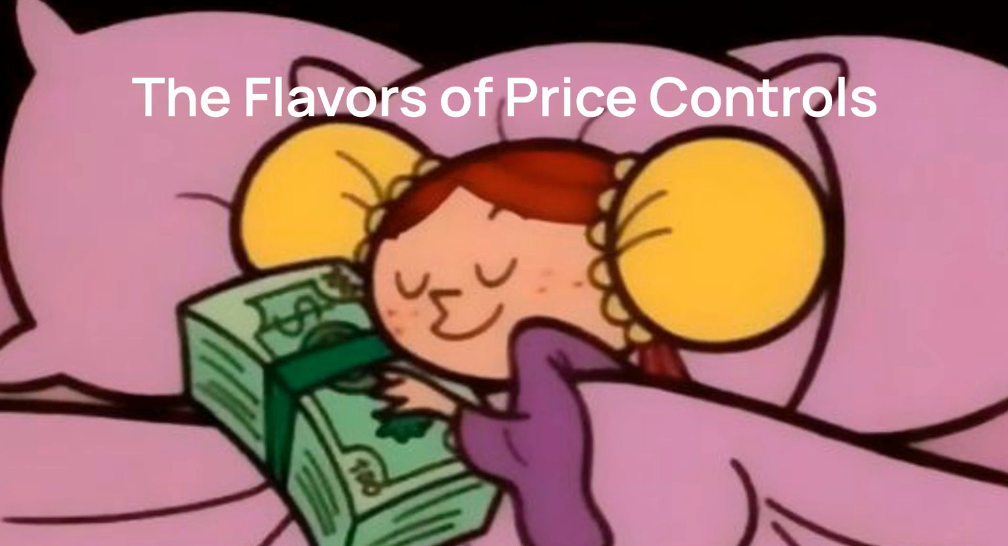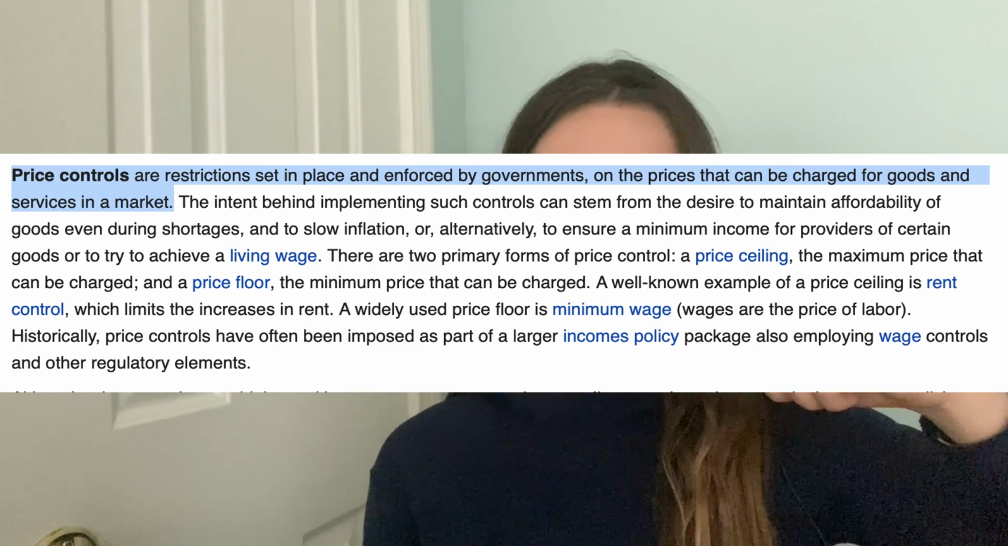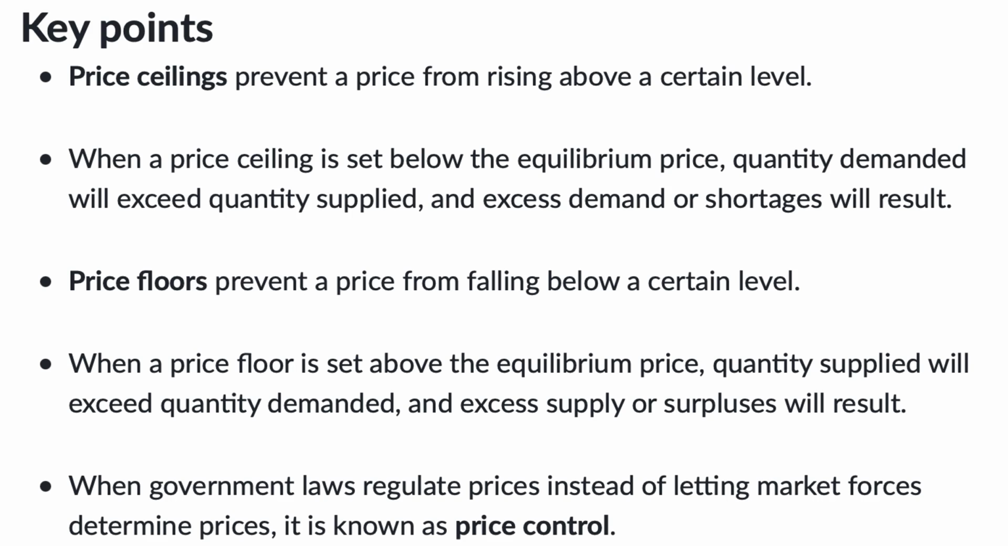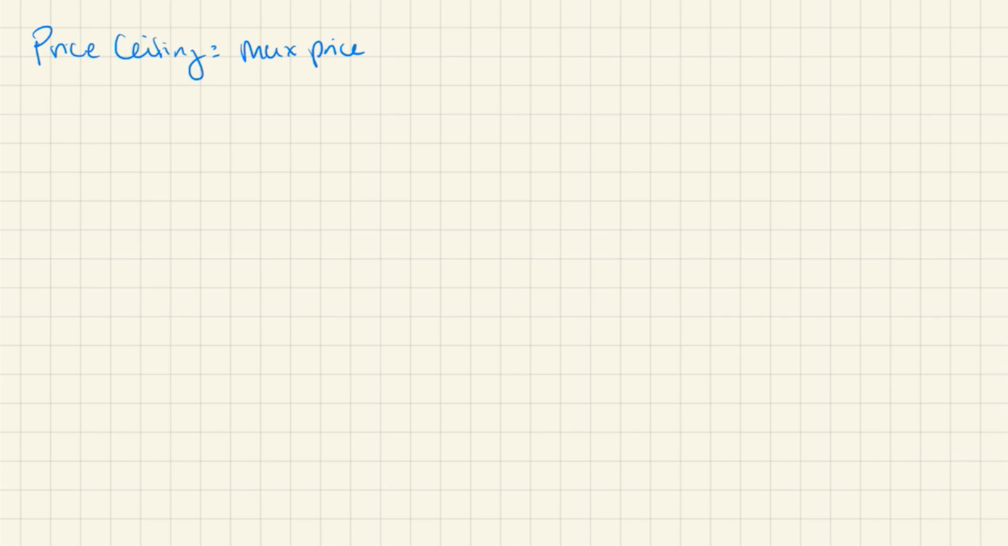But with a price control situation, you can have two main flavors. Prices need to be set by the government. You can have a price ceiling or you can have a price floor. And so a price ceiling is going to be a maximum price, so think about rent control. Price floor is going to be a minimum price, so think of minimum wage. Price ceiling, mandated lower gas prices, a rent control.